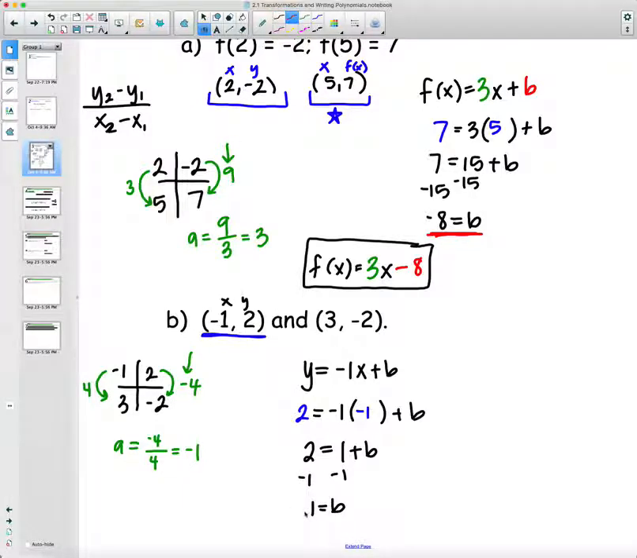So then you can plug that in and your a value into your equation. So we'd get y equals negative 1x plus 1. So the slope and the y-intercept.